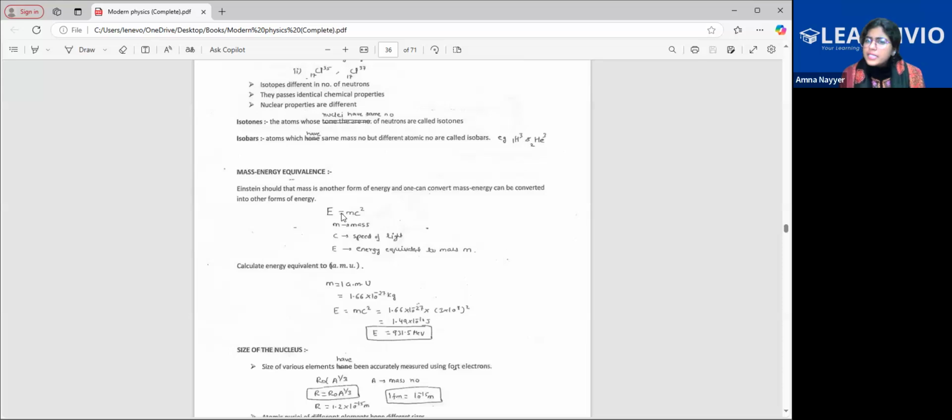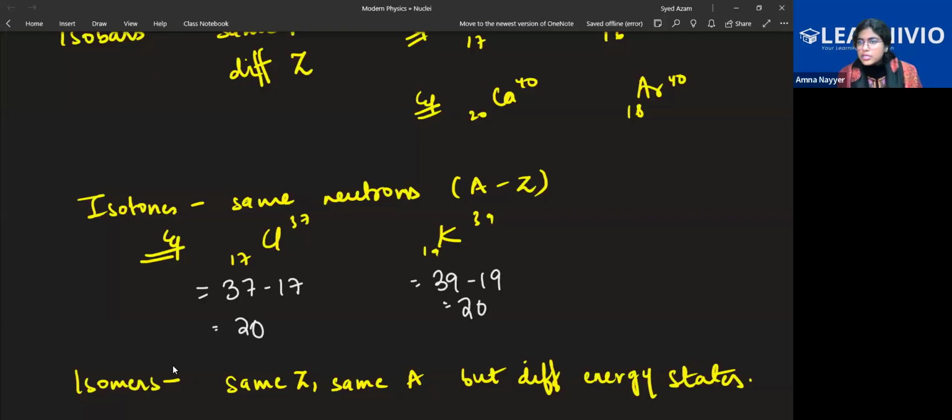Coming to this relation, E is equal to mc square should be there in your mind. You have numericals from E is equal to mc square also. Regarding the size of nucleus, let us come back to the class notes. First, you just add this line about the isomers.